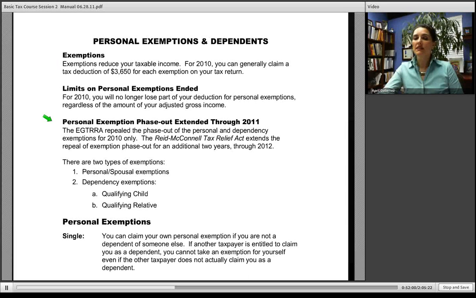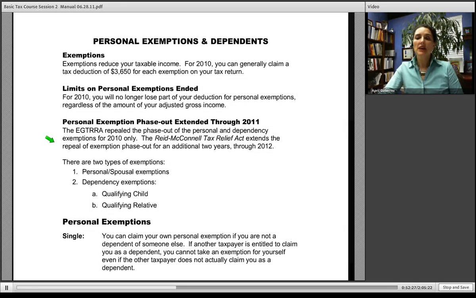And what this means is that the phase-out or the reduction of the phase-out is not in play for 2010, 2011, or even for 2012. So for the next 2 years after 2010, there will be no reduction in the deduction. But after 2012, the deduction should phase out again unless future tax law changes prevent that.